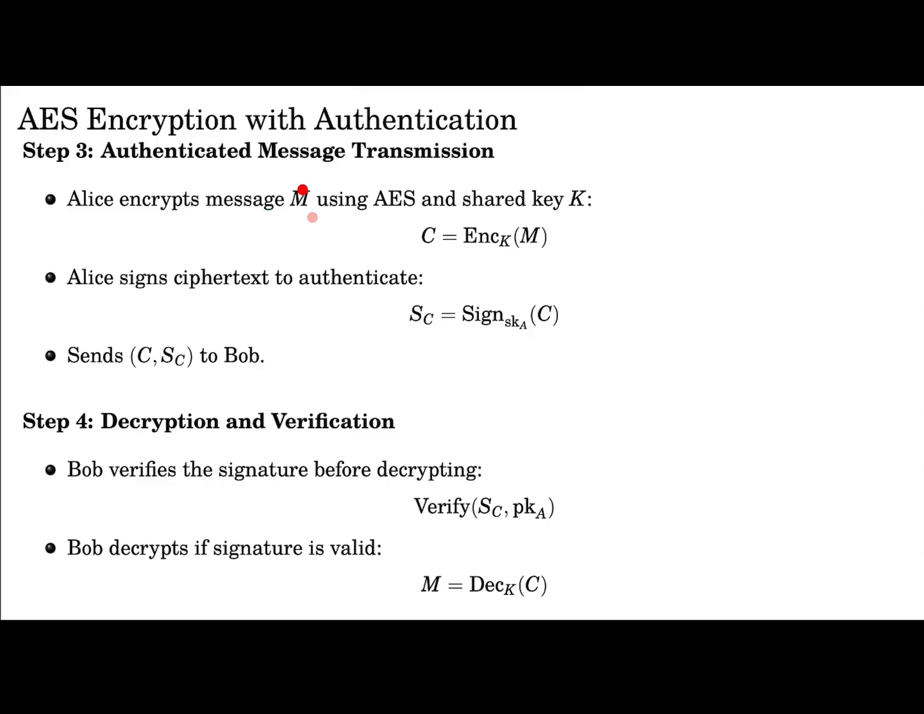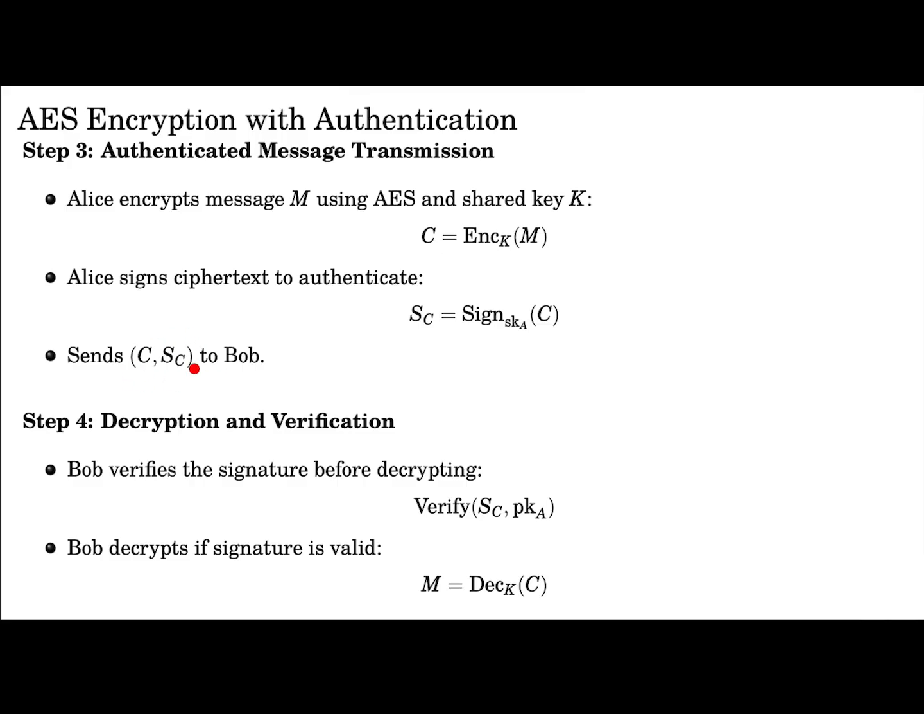Now Alice then encrypts the message that she wants to send. So the message now is a bigger message, right? And she encrypts it using AES, something like AES to encrypt the message. And again, she signs what she sends. So every time she's sending something, she's using her digital signature. So she signs what she is sending, and she sends this to Bob.